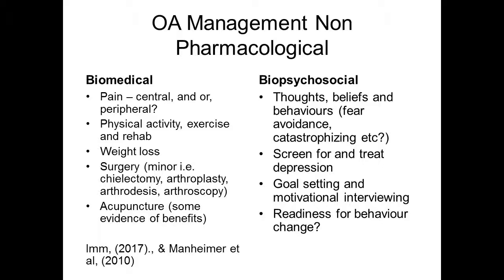So it could be various different surgical options depending on what the presentation is. And acupuncture. There is actually now some evidence on acupuncture. It's not historic, in that we used to say there was no evidence for it. There now actually is some evidence for acupuncture in terms of having some modest benefits for patients with osteoarthritis, in particular pain control.